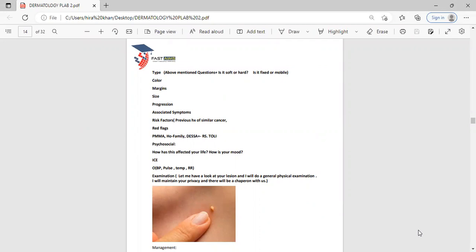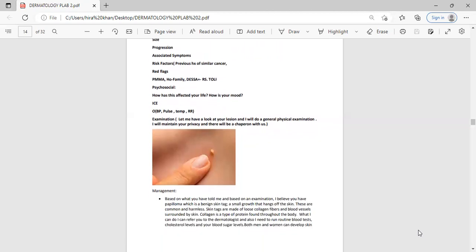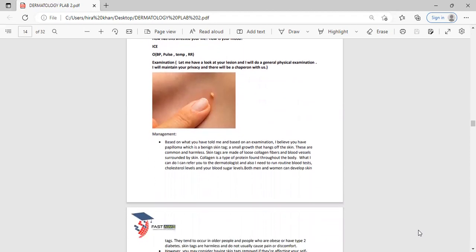If she says that she wants to get it removed, then do ask why she wants it removed, and how this has impacted her life or her mood. And then, do you have any particular concern, and then mention the examination as you are doing for the other scenarios before. And the management of the papilloma would be like this.